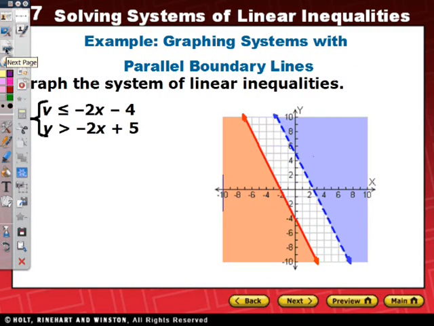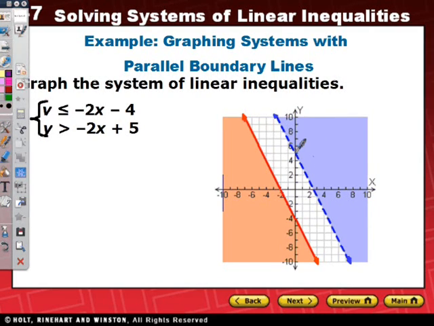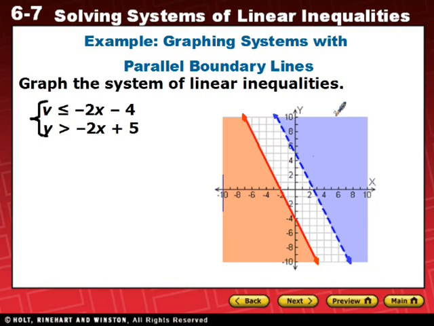So if you look at this example, don't write it down, just look. Right? Here we've got these two lines that are graphed. Y is less than or equal to -2x minus 4. That's the red line with the peach shading. And y is greater than -2x plus 5. The blue line, the blue shading. This is no solution, right? Because there is no overlap.